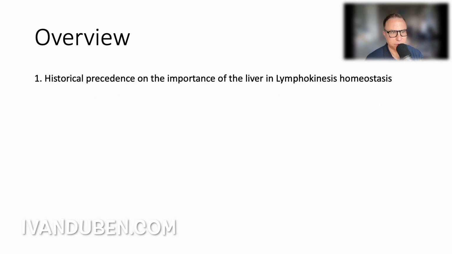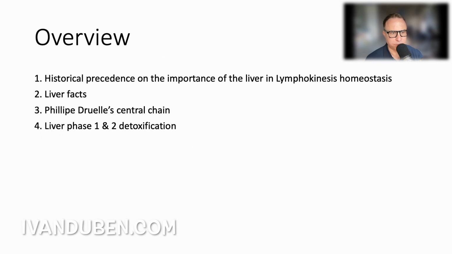Some of the topics we're going to cover today: the historical precedents on the importance of the liver in lymphokinesis and homeostasis, some liver facts, and Philip Druelle's central chain and how it relates to the liver and the area below the diaphragm. We'll talk about the liver phases of detoxification, some liver anatomy, and some liver lymphostasis, or stagnation in other words.